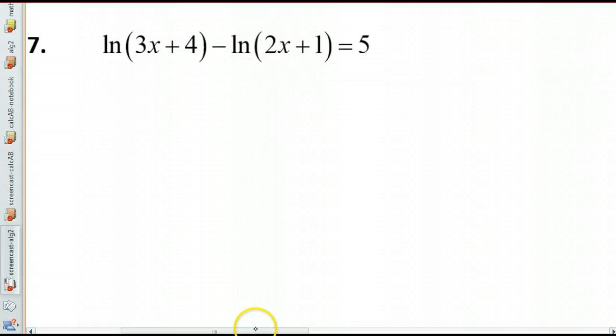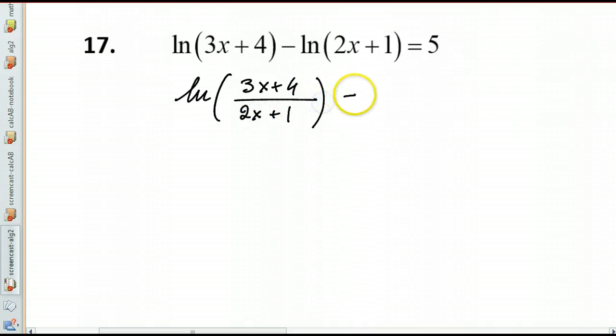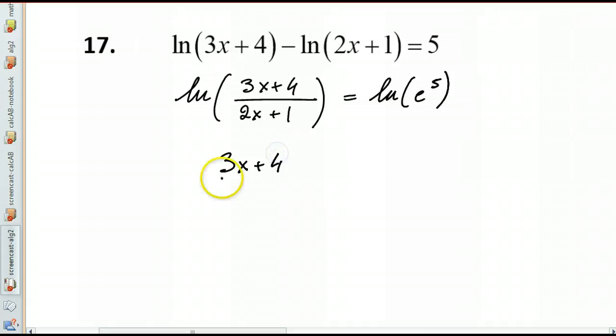Okay, let's solve this one. So what do we do right here? Well, let's put the left side together. This is ln of what? (3x plus 4) divided by (2x plus 1) equals 5. So here, let's rewrite that with a log. 5 is the same as ln of e^5. And so now you can just drop the log. So you have (3x plus 4) over (2x plus 1) equals e^5.